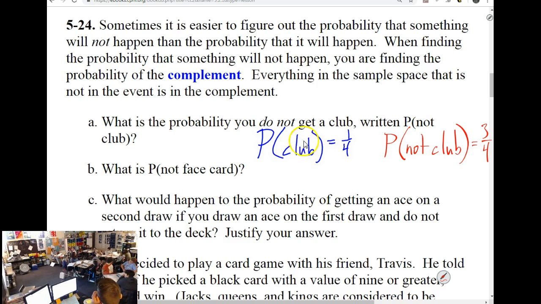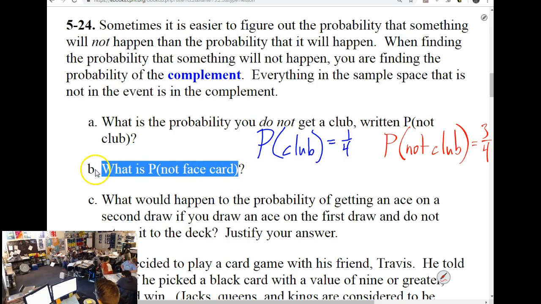All right, with your group, figure out what's the probability of not a face card. You should have written down what the probability of getting a face card is. What's the probability of not getting a face card?